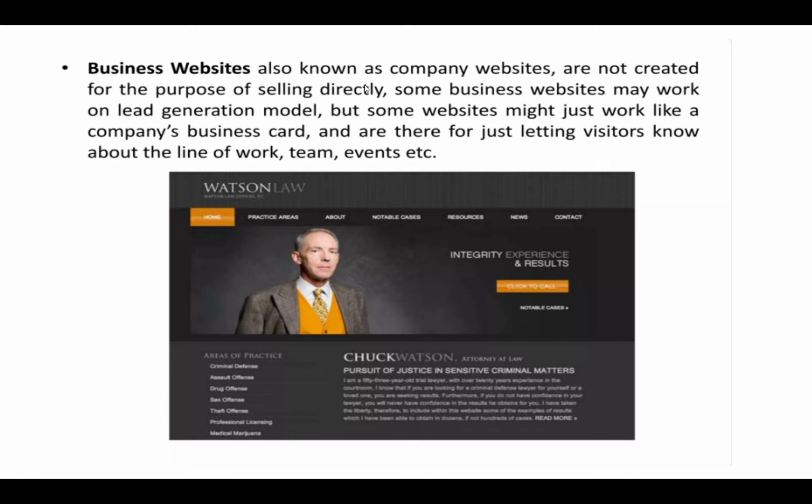Business websites are known as company websites. They are not created for the purpose of selling directly. Some business websites may work on a lead generation model, but some might work like a company business card and are there just to let visitors know about the work.